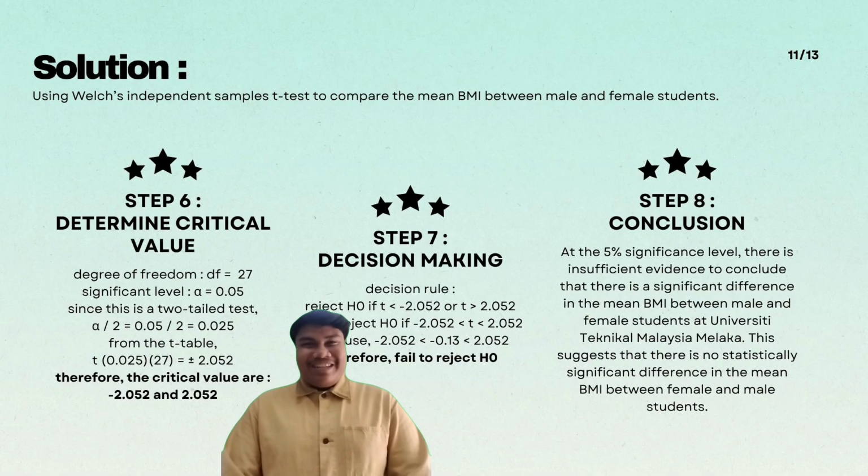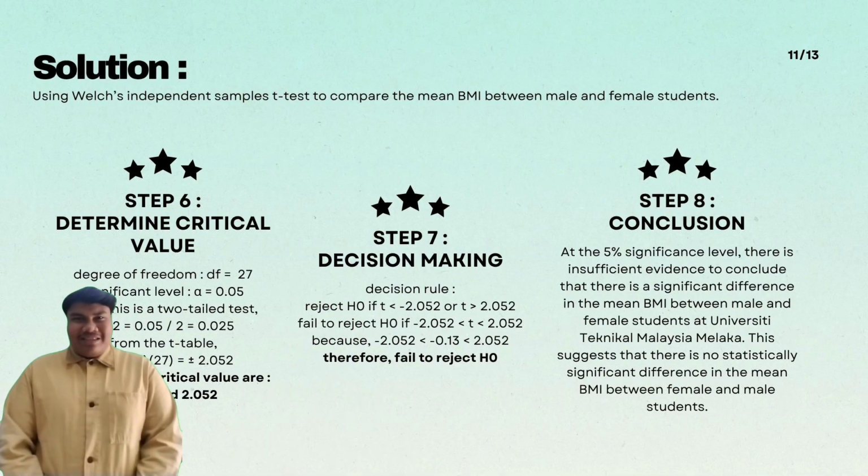Next, we determine the critical value. The significance level is alpha equals 0.05. Since this is a two-tail test, alpha is divided into two tails. Using the t-distribution table with degrees of freedom equal to 26, the critical value obtained is plus and minus 2.052. This means the rejection region is less than negative 2.052 or greater than positive 2.052.